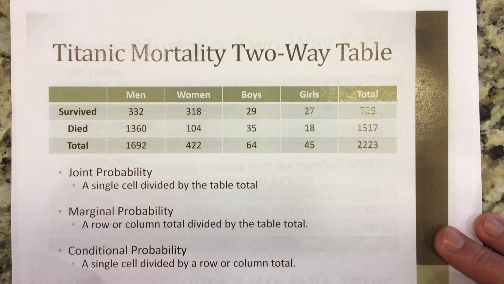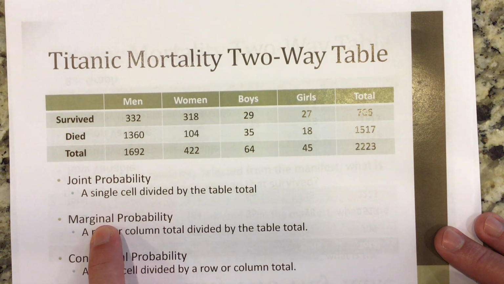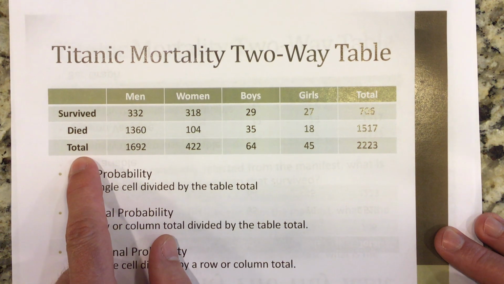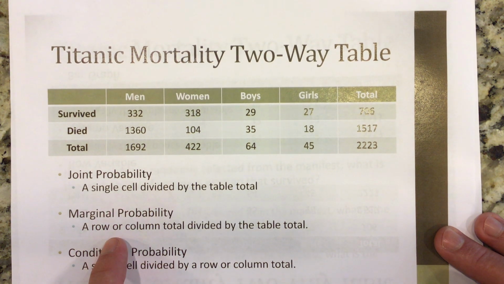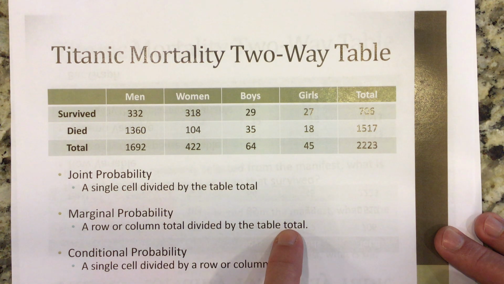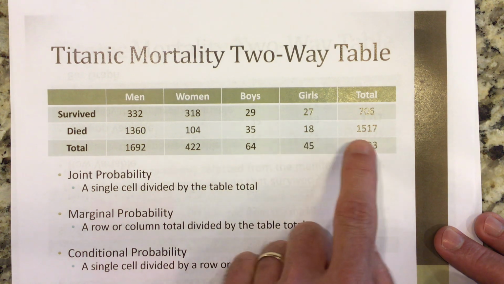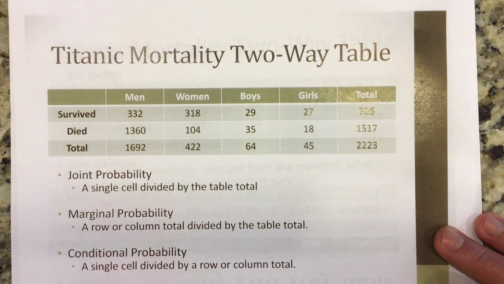Okay, the next type of probability is what we call a marginal probability. The totals, we say they're in the margins. So the marginal probability uses a row or column total divided by the table total. So I might say, if I randomly select a passenger from the Titanic, what's the probability I get a girl? Any girl. So see, I would take the total of the girls and divide it by the table total. That would be marginal.